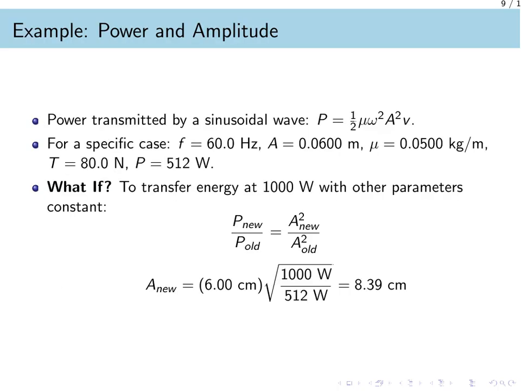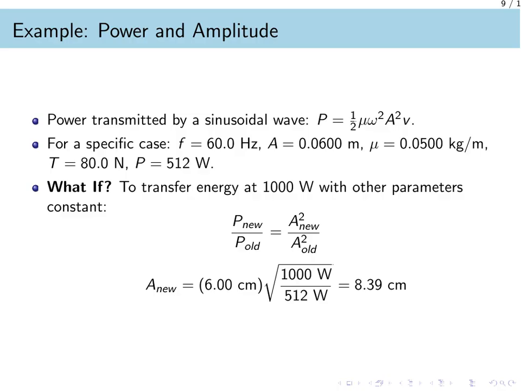Let us look at an example involving power and amplitude. The power transmitted by a sinusoidal wave is equal to 1/2 times the linear mass density times the angular frequency squared times the amplitude squared times the wave speed. In a given scenario, with a frequency of 60 Hz, an amplitude of 0.06 meters, and a tension of 80 newtons, the power is 512 watts.